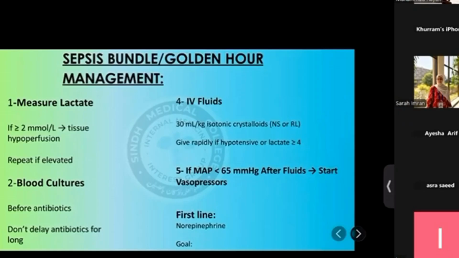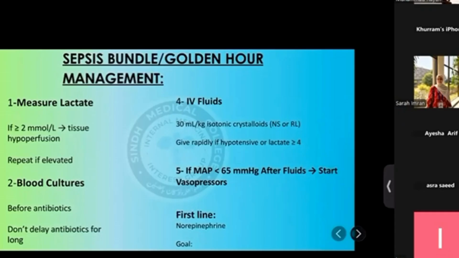Yes, since we are talking about giving IV fluid at a rate of 30 ml per kg, we have to give it very rapidly, because the patient is hypotensive, and we have to increase it in boluses if the lactate level is greater than 4. Mean arterial pressure after fluid should be assessed.